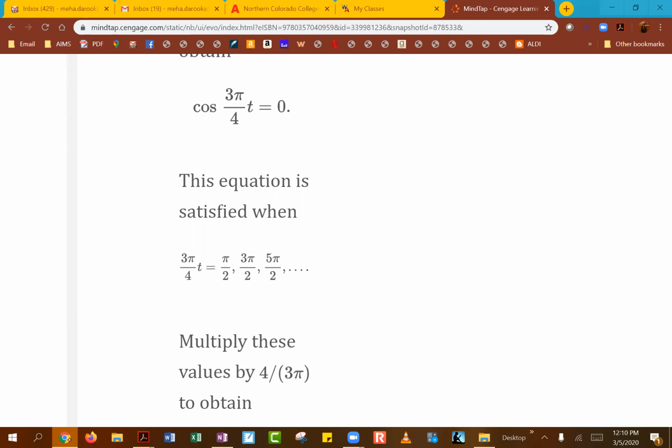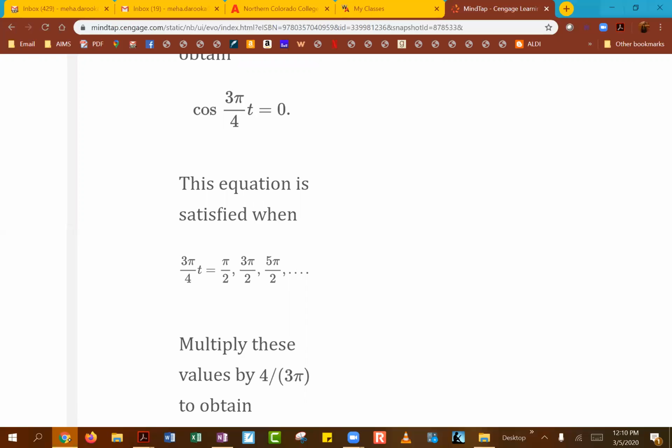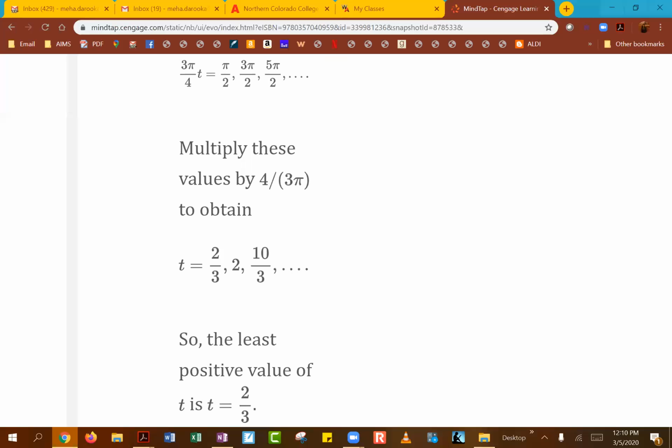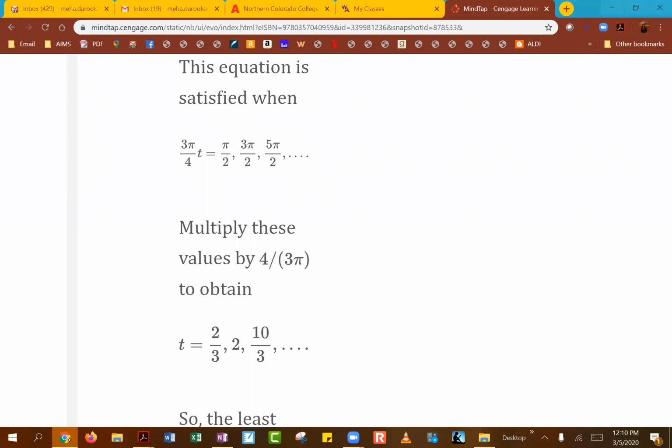Think about where your cosine function is equal to 0. Back to the unit circle. At 90 degrees and 270 degrees, right? The above and below points on your unit circle on the y-axis are where cosine is 0. So we know it's going to be multiples of pi halves: pi halves, 3 pi halves, 5 pi halves. You keep going in that 180 degree or pi difference. So where the cosine function is 0, you can work backwards from there.